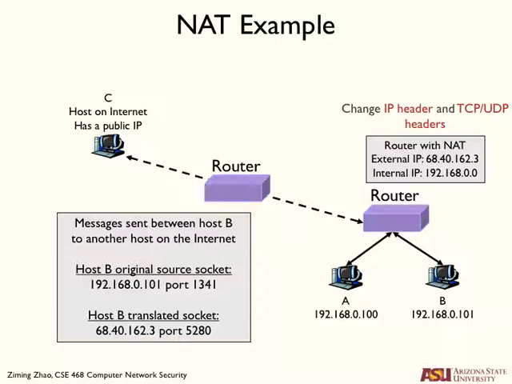68.40.162.3. So when host B wants to talk with a host on the internet that has a public IP address, host B will use that host's public IP address as the destination IP in the IP packet. And it will use its own private IP as the source IP. So when this packet arrives at the router, the router has to translate that packet. Otherwise, if the router simply forwards it, then host C will think host B's IP address is this.